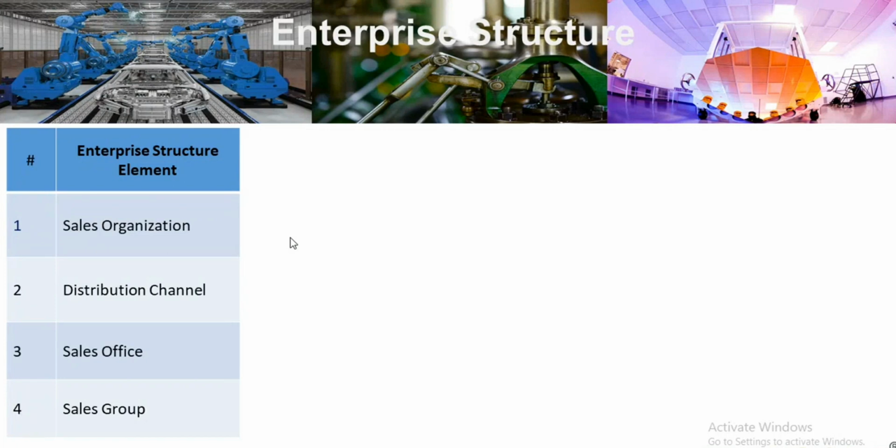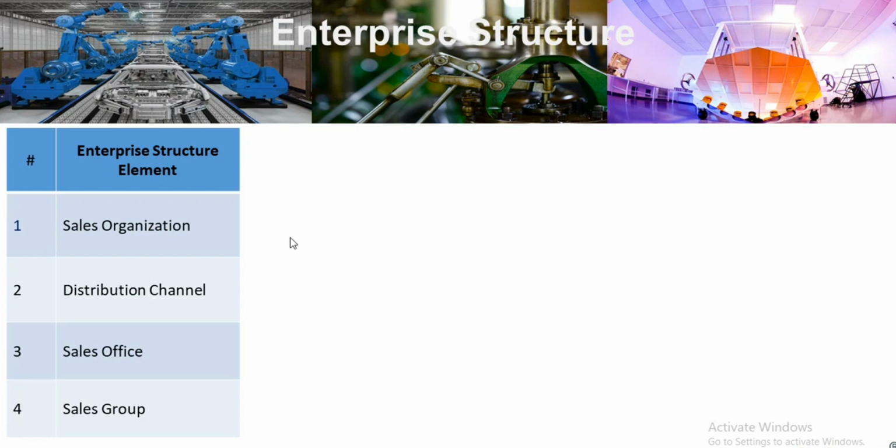Second will be the distribution channel. Distribution channel is a channel through which material or services reach the end customer, that is the ultimate customer, like wholesale or services like that. One sales organization can have many distribution channels, that is a 1:many relationship.